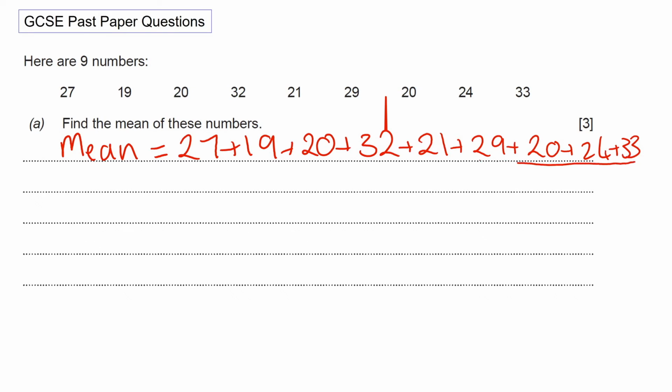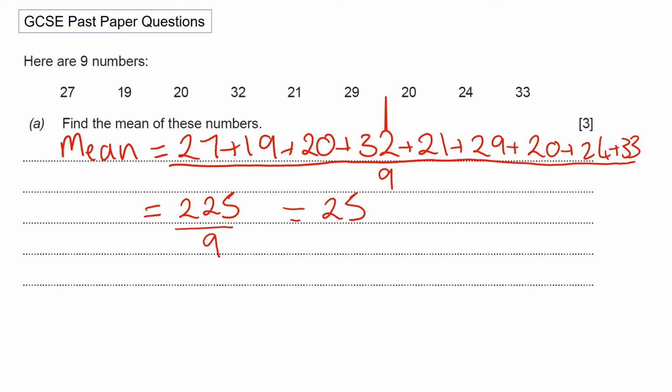And we will divide the sum of those numbers by however many numbers there are. And here there are 9 numbers altogether. So type that into your calculator. You will get 225 divided by 9, which gives a mean of 25.